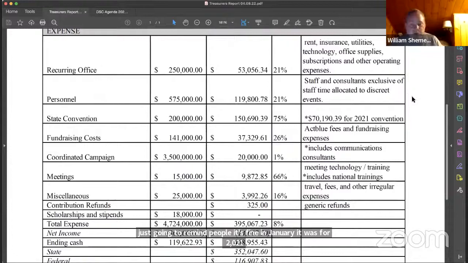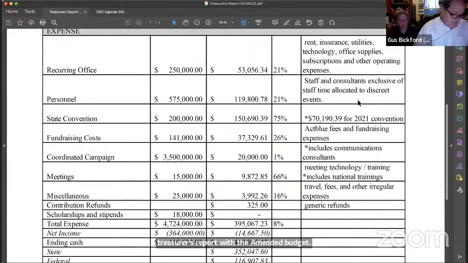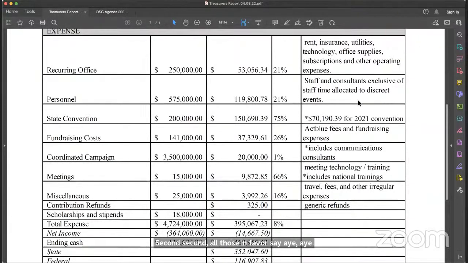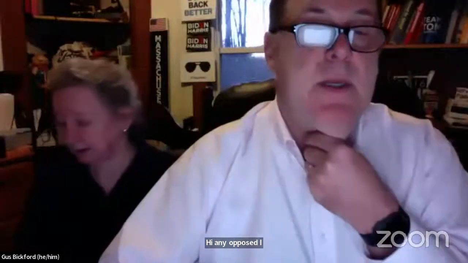Mr. Chairman, I move to accept the treasurer's report with the amended budget. Second. All those in favor say aye. Aye. Aye. Any opposed? Okay, treasurer's report is accepted.